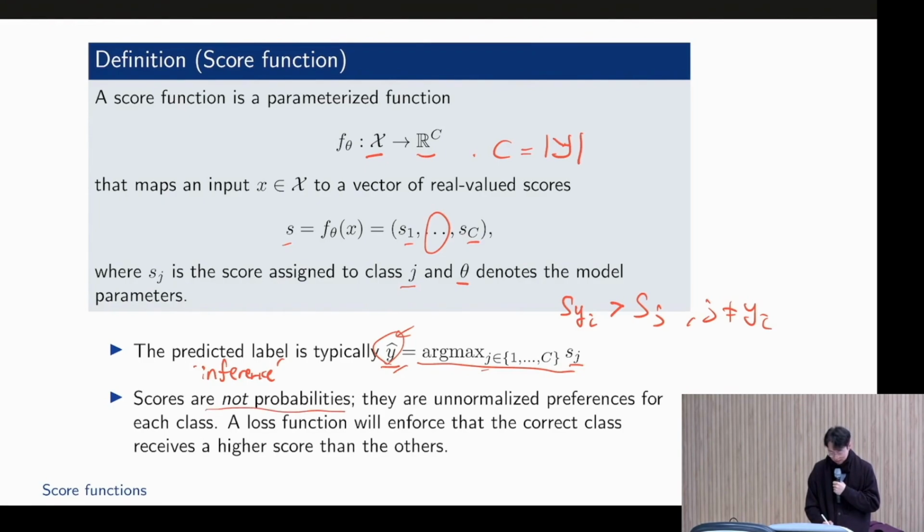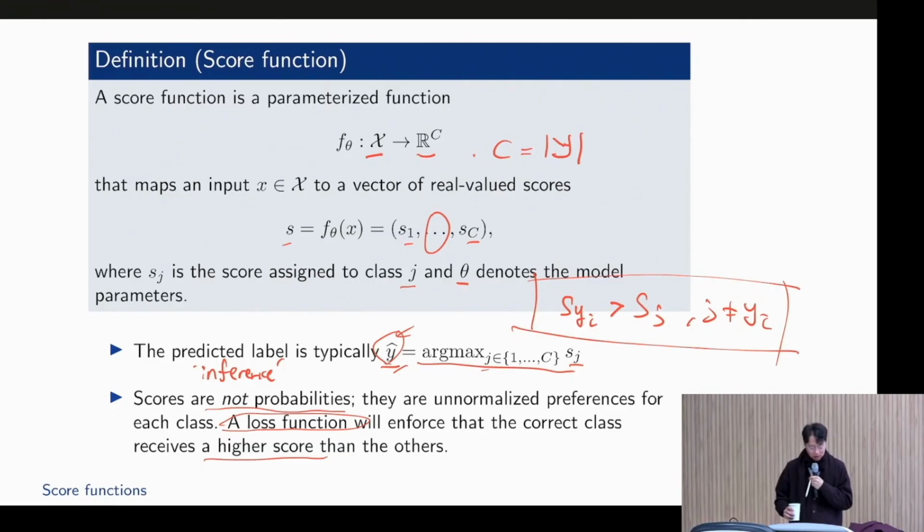The next section will be on the loss function. The loss function will enforce that the correct class receives a higher score than others. And for the optimization, we discussed optimization last week. The objective here is going to be the loss function measured using scores, and the optimization variable is the parameters. The optimization algorithm is going to be gradient descent.